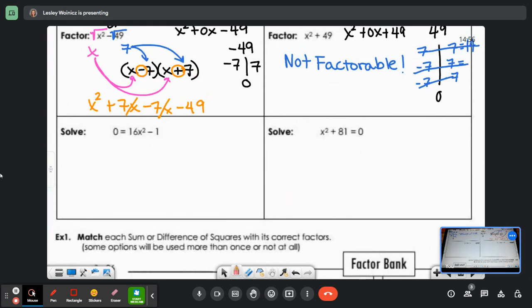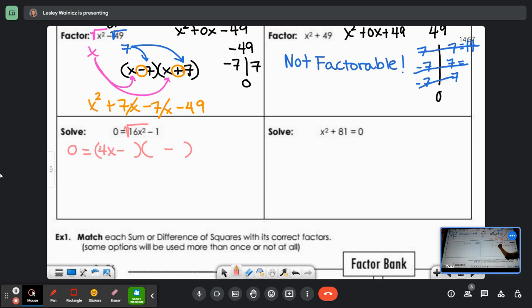All right, so do you see that my first term is a perfect square? 16x squared is a perfect square. And so is 1 a perfect square. So I can factor this using my difference of squares rule. So I'll get my 0 ready, get my little parentheses ready. One of my signs has to be positive, the other one has to be negative. What is the square root of 16? 4. And then what's the square root of x squared?